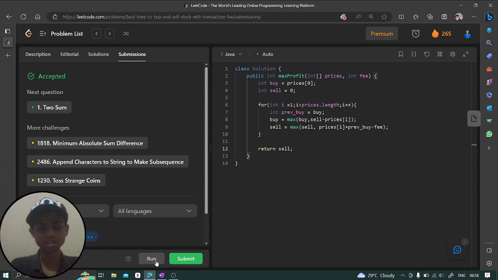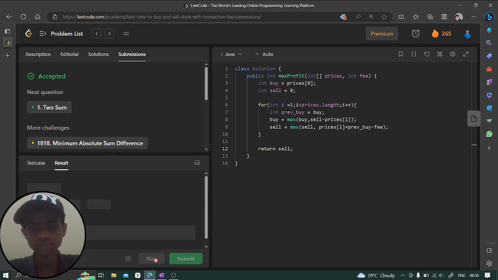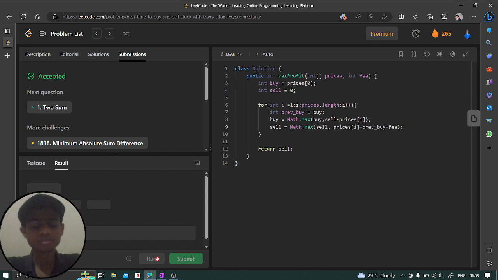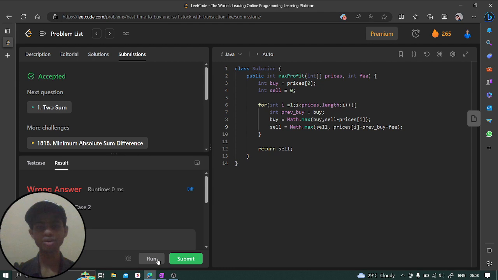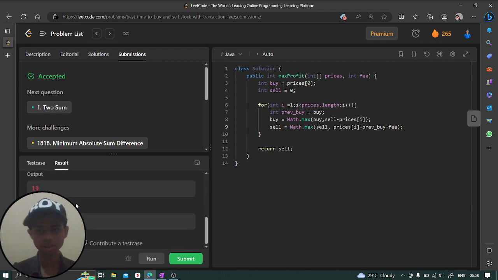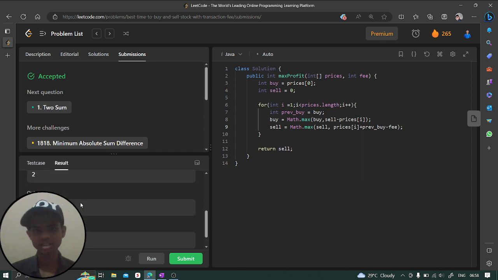Now let's run this code and see whether it's working fine or not. Hopefully it should work. But we got an error, which is that maximum is not present here. We have to use Math.max. Let's write Math.max. I hope it should work. Let's check it. All right, so we are getting a 0. Why aren't we updating that particular thing? Let's check why that is the case.